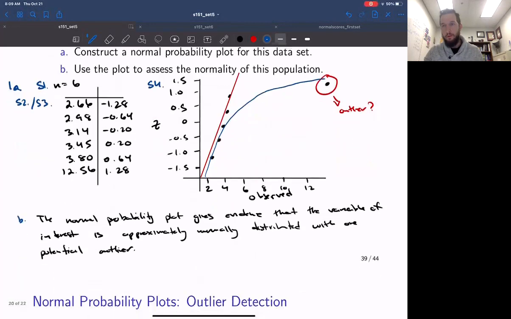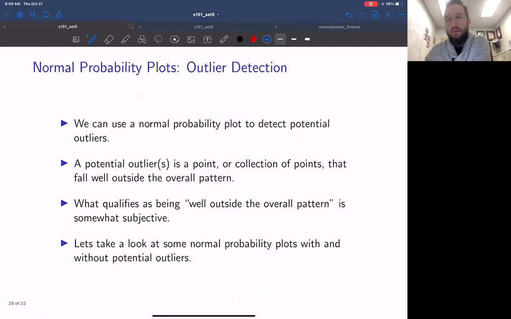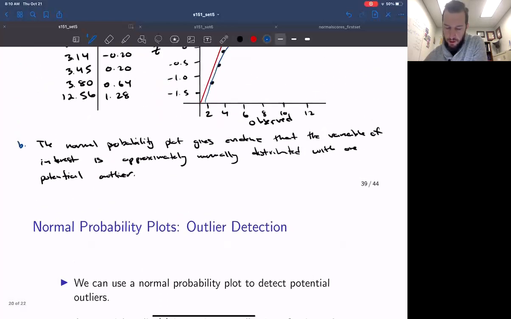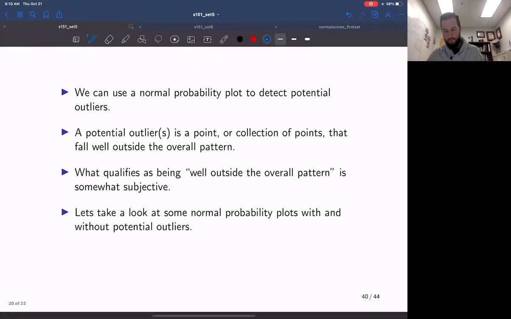All right, now from a normal probability plot, we can also assess whether or not there are potential outliers in the data set. This again is somewhat subjective, but the idea here is basically, are there observations that fall far from the majority of the values? So in the previous illustration, I think that most people would probably agree that given the 6 values, this point that I have circled in red is an outlier because it's quite far away from the bulk. But again, there is some subjectivity there.